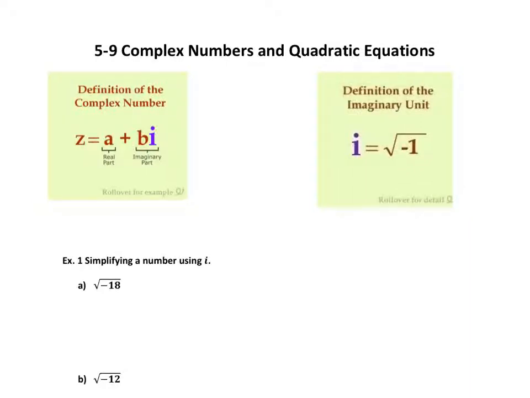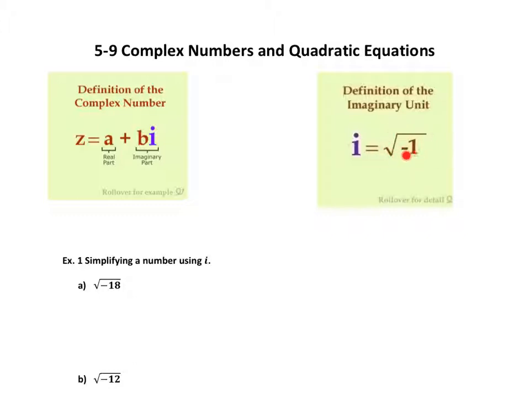Today we're going to be talking about complex numbers and quadratic equations. Now first, let's talk about what the definition of a complex number is. We're going to talk about what is the definition of an imaginary unit. Well, an imaginary unit would be trying to take the square root of a negative number.